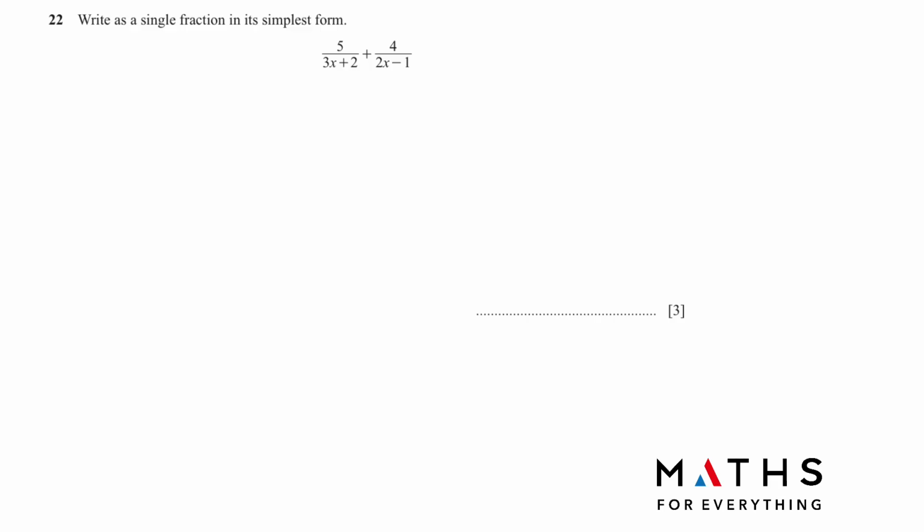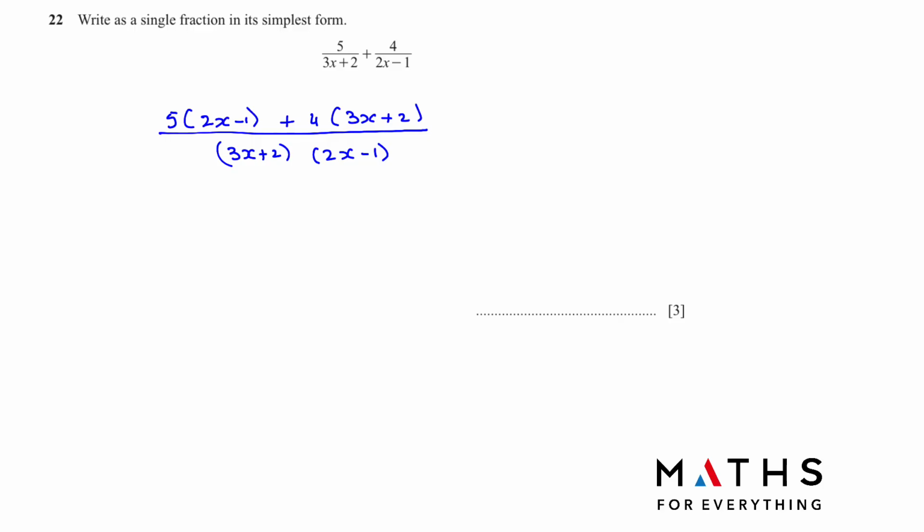Write as a single fraction in its simplest form. What we are going to do here is we will cross multiply. So 5 multiplied by (2x minus 1) plus 4 multiplied by (3x plus 2). In the denominator we have (3x plus 2) and (2x minus 1).